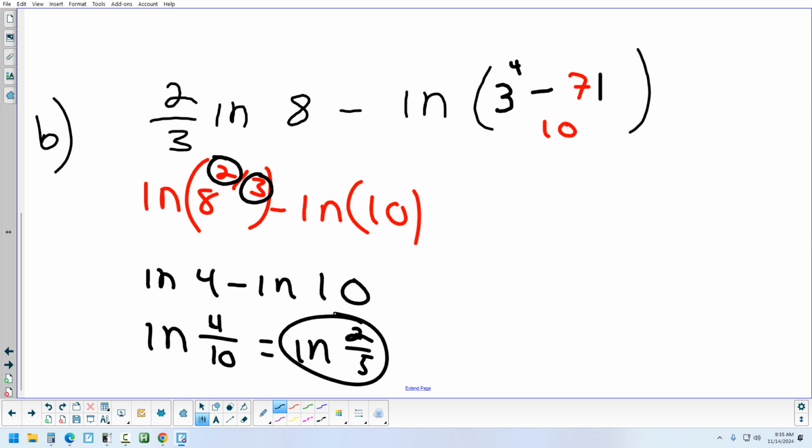And that's what you get when you combine all that back together. ln of 2/5. Any question on that one? All right, so that's combining back together.